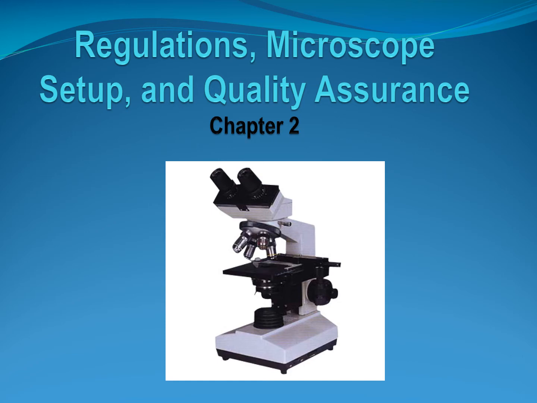Your first test is going to be on chapters 1 and 2. My tests come directly from the chapter review guides. So if you read your chapters in your textbook, as well as watch these PowerPoints, fill out your review guides, and study those along with your abbreviations and your key terms, you will make an A in this class. I promise you, that's all you have to do. So this chapter 2 is on regulations, microscope setup, and quality assurance.